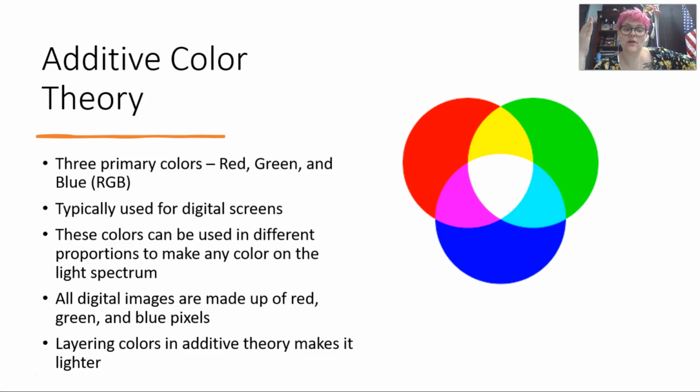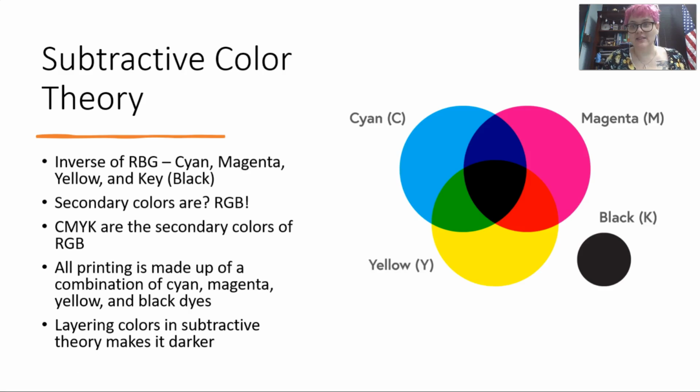And so all digital images, when you look at a computer screen, so like looking at me right now, everything you are looking at on this computer screen is made of red, green, and blue pixels. It's just there are different proportions of either red, green, or blue to make the different colors you're seeing. And as you layer in more colors in additive theory, it makes it lighter, which I know seems counterintuitive, but remember, this is for digital screens. It's not for painting. In paint, or art, if you add a bunch of colors, you're going to have a disgusting brown disaster.